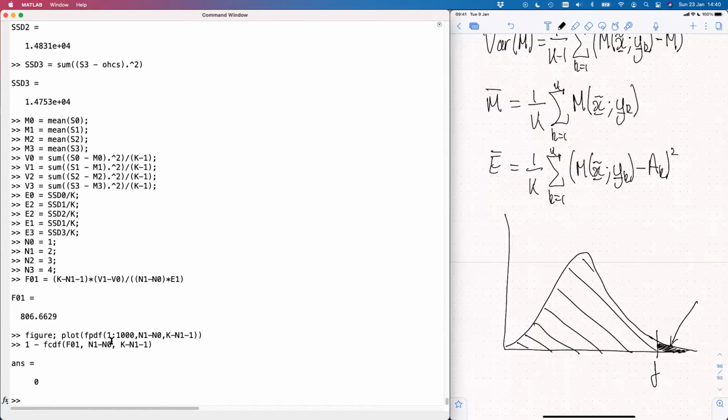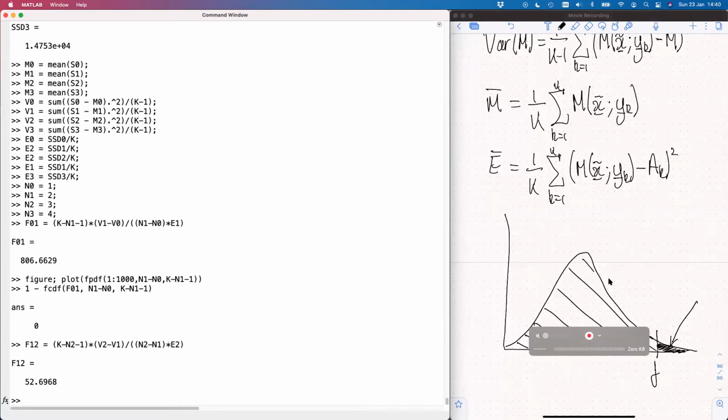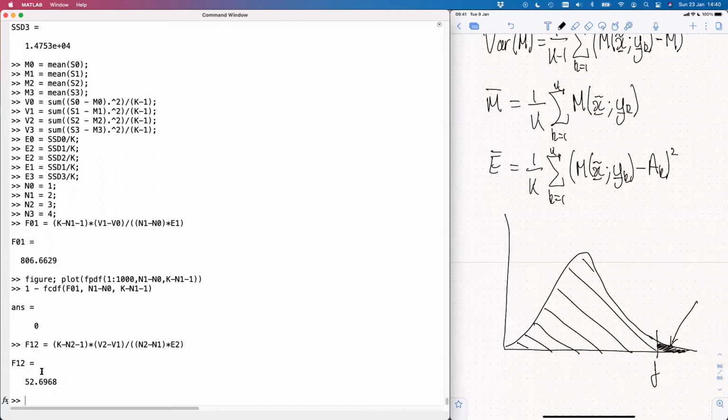Okay, let's repeat that for the next pair of models. We'll compare now the linear model and the quadratic model and compute F statistic F12. That's K minus N2 minus 1 times V2 minus V1, divided by N2 minus N1 times E2. This time we're getting a lower value of the F statistic, which looks closer to the action part of the distribution, but still probably quite a long way.